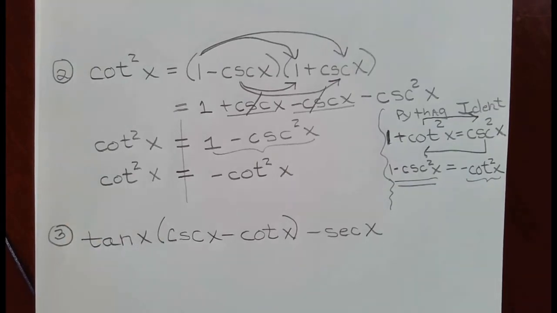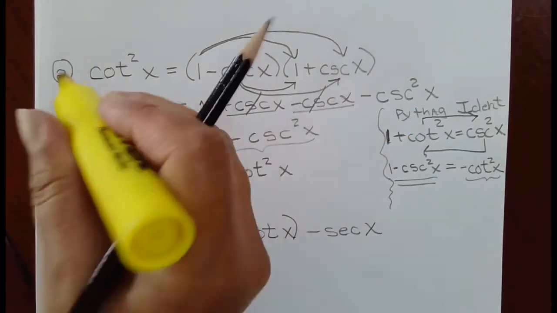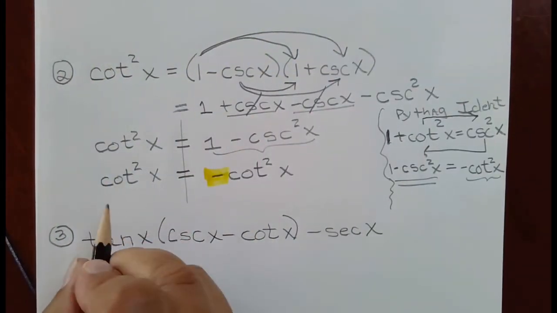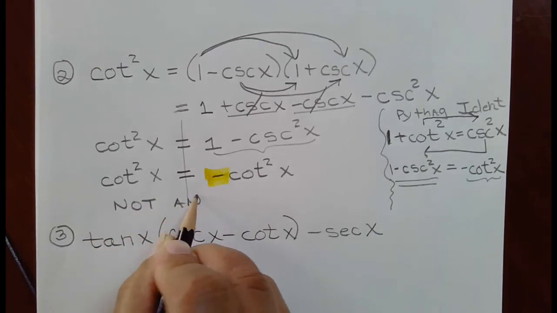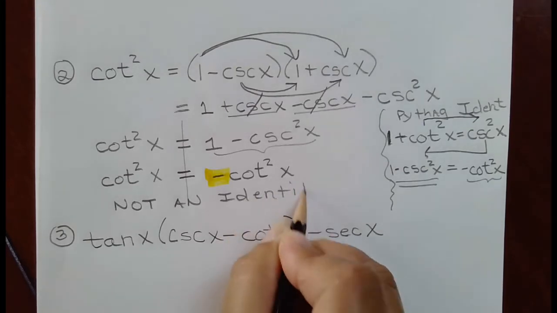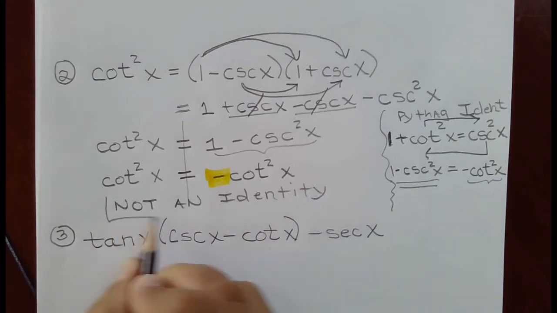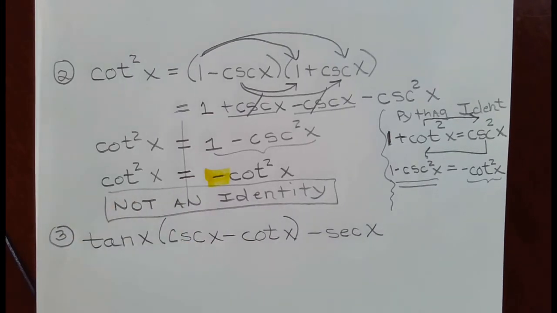So are these two sides identical? This is not an identity. That's your determination. But you still have to go at it as though you were trying to prove that it's an identity, and you will discover at the end whether it is or not. Okay, next one, number 3.